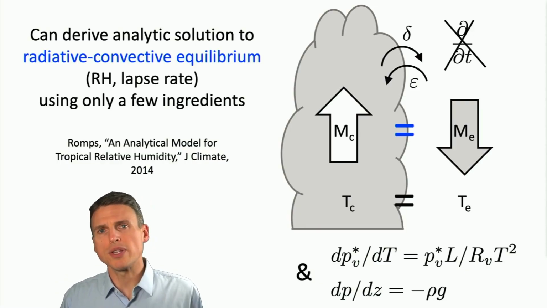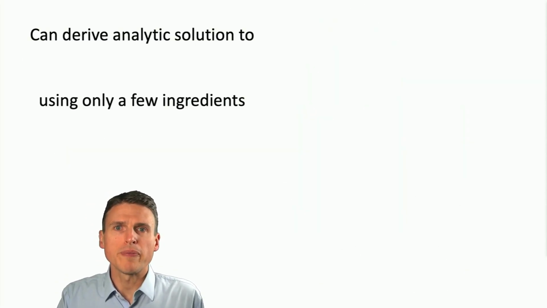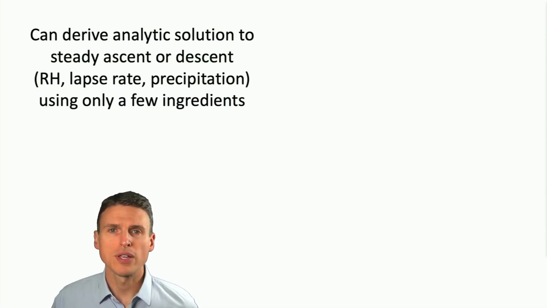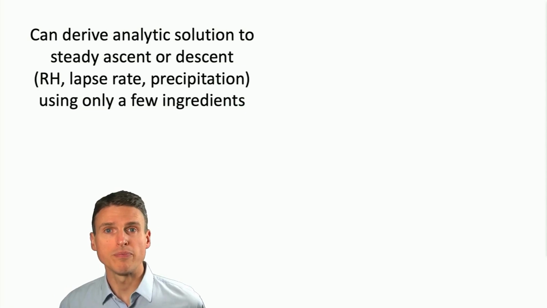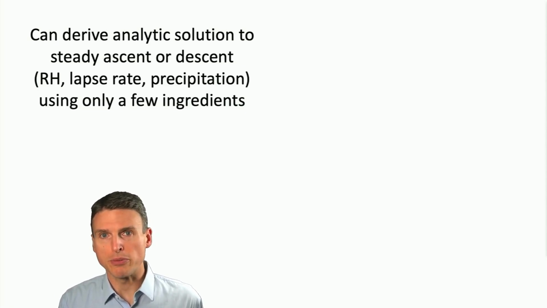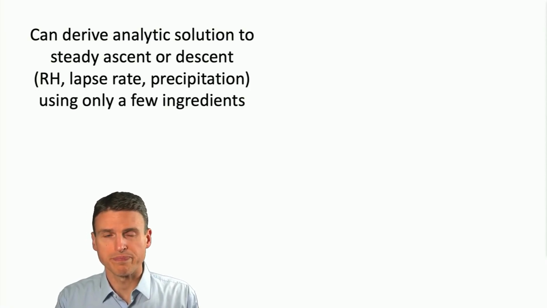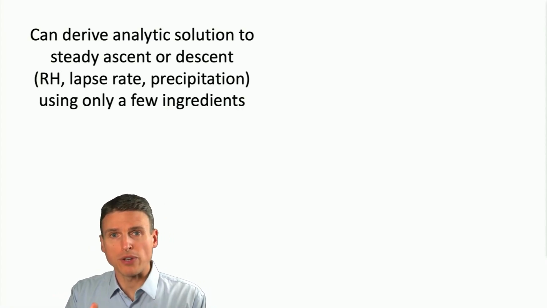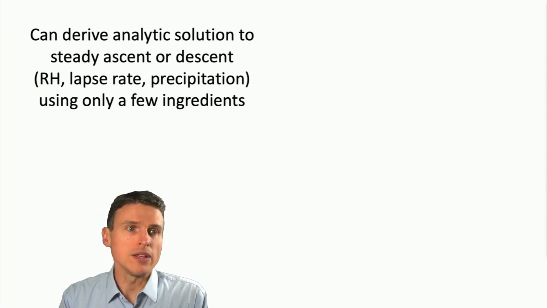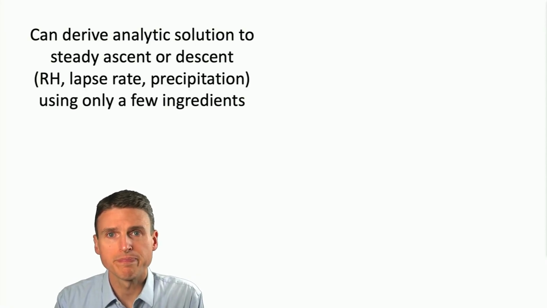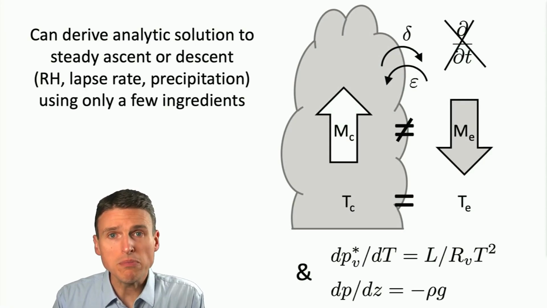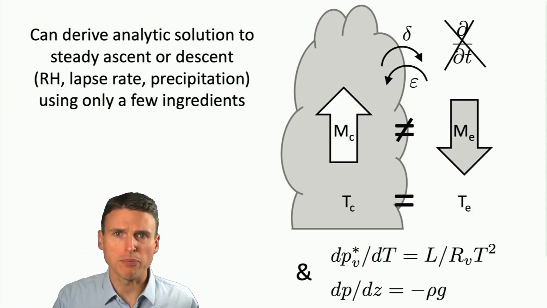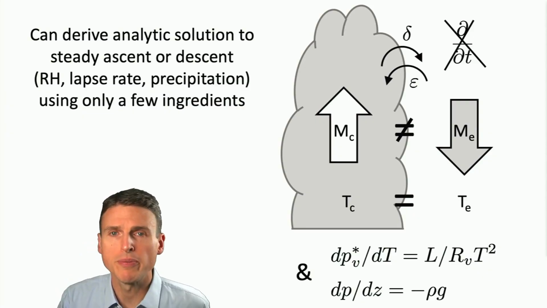What I'm going to talk about here is really an extension of that, where we've extended this to thinking about atmospheres that have steady ascent or descent, as opposed to radiative convective equilibrium, where the net ascent is zero. Here we'll be able to, again, analytically derive expressions for the relative humidity, the lapse rate, and the precipitation, or the condensation rate. The ingredients are the same: bulk plume equations, zero buoyancy plume approximation, Clausius-Clapeyron, hydrostatic balance, steady state, specifying entrainment and detrainment rate, things like that.